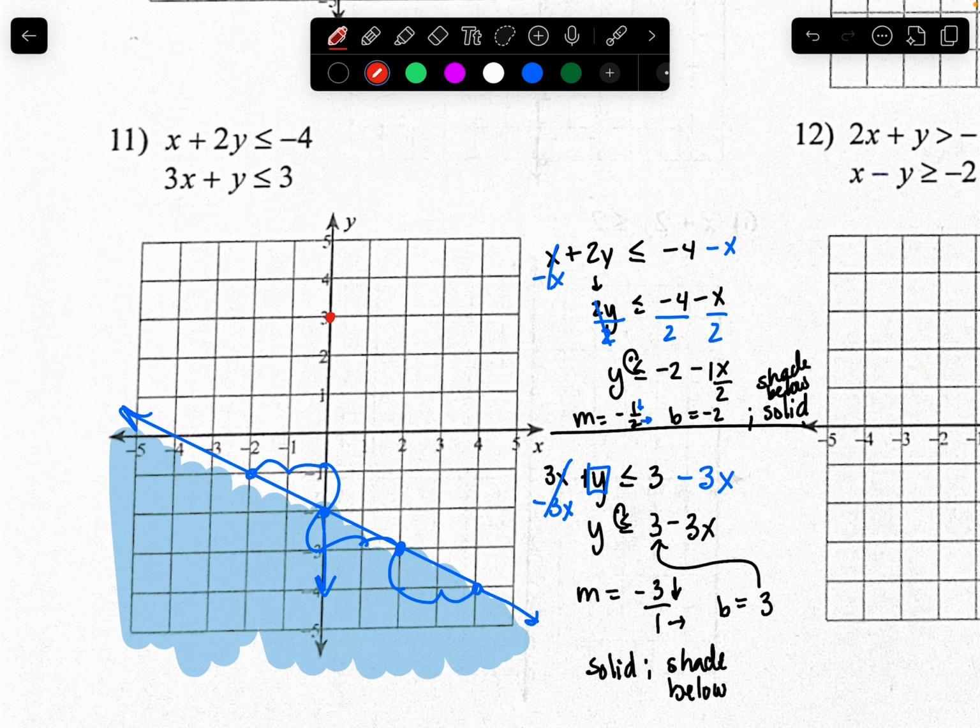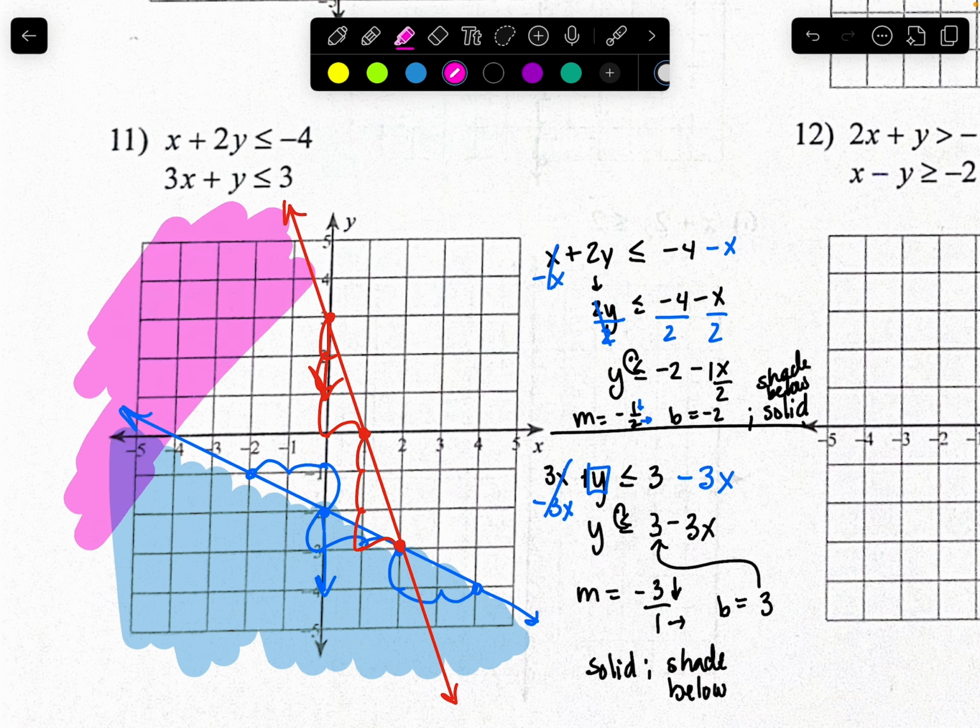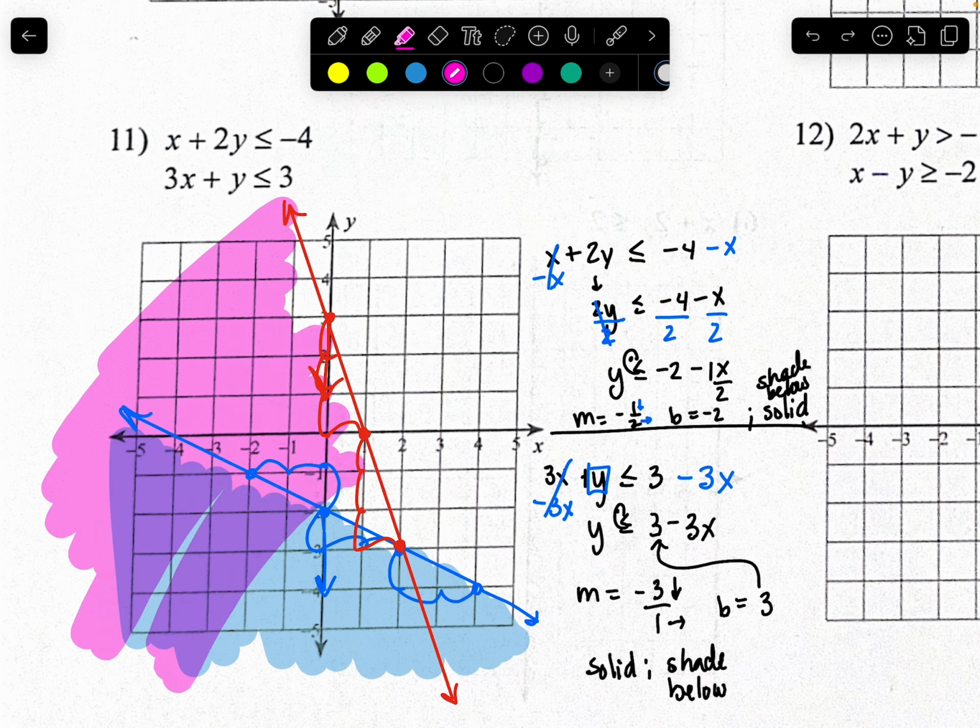I'm going to use red for this one. Go down 3, 1, 2, 3, to the right once. 1, 2, 3, right once. It's going to be solid. Okay, we are shading below. Get your y-intercept. You're going to shade below. Make sure you shade everything below it, please. Okay, I am going to see some of you doing it like this. No, you have to do the whole thing. The whole thing. Don't be shy with it.